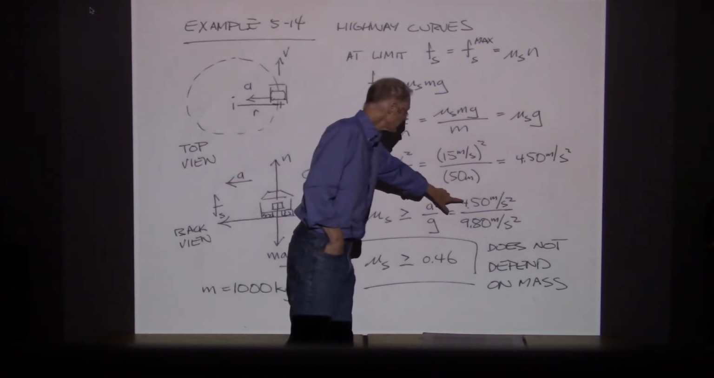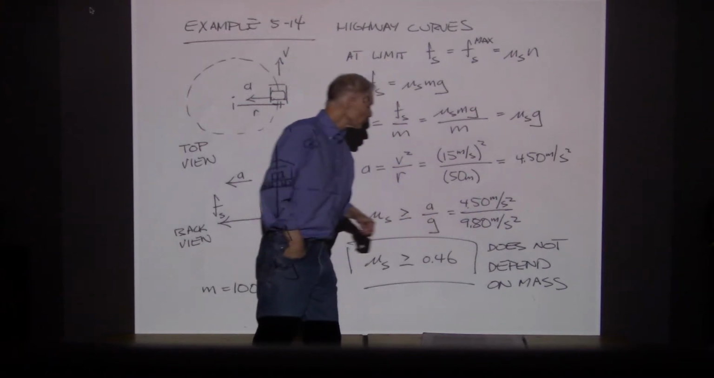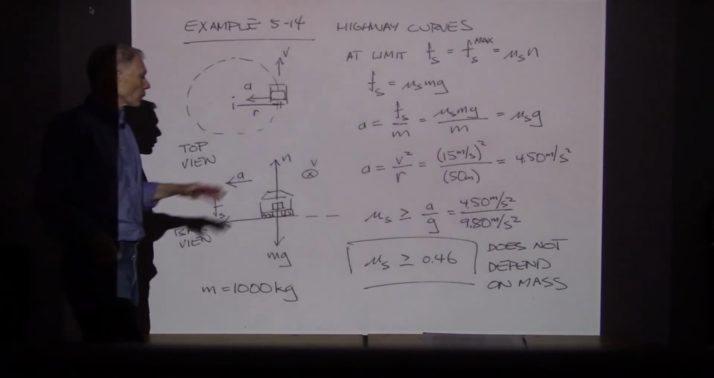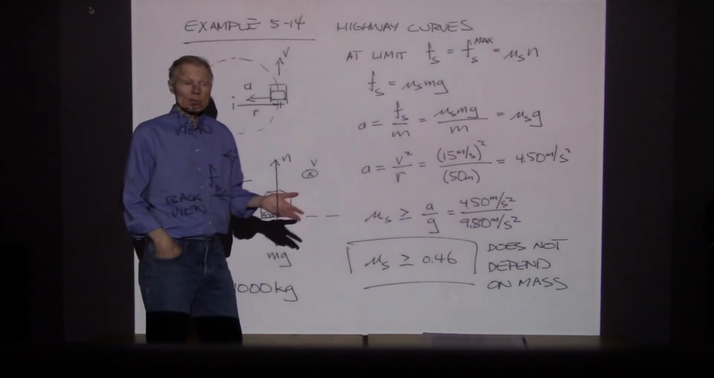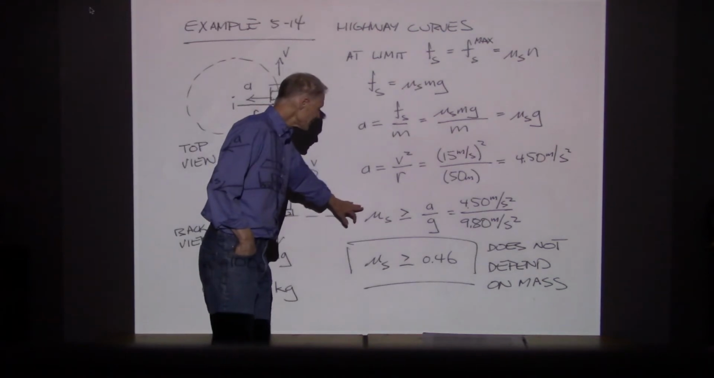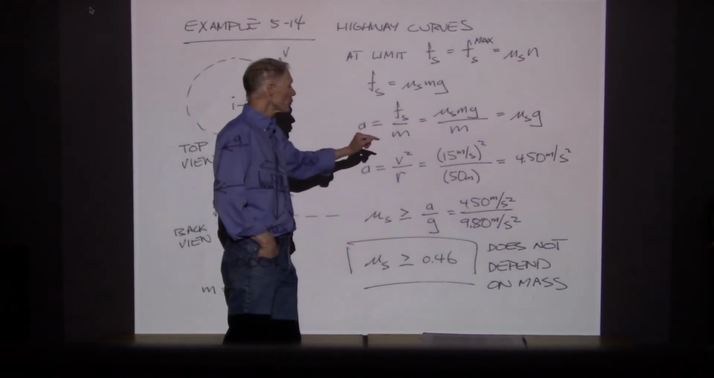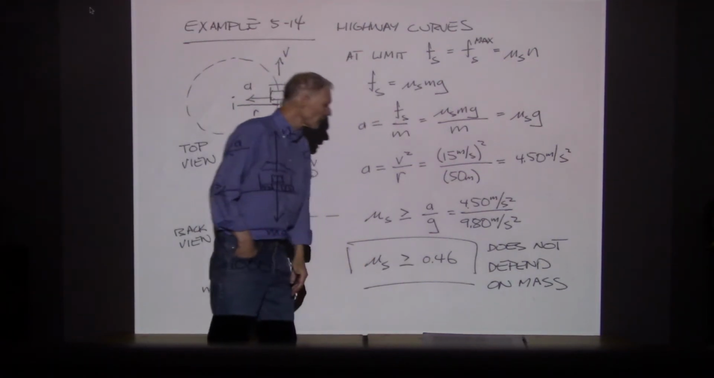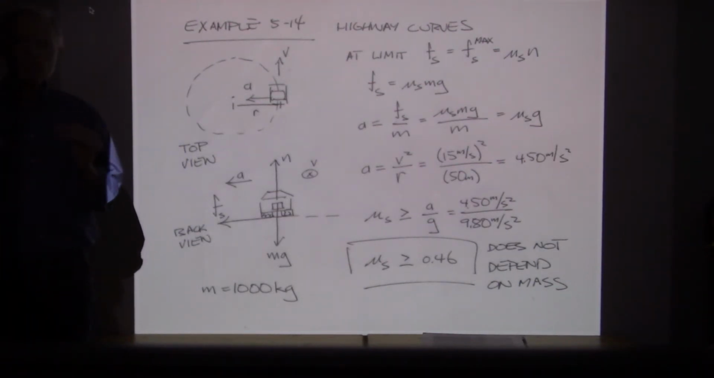Now, the acceleration that I'm undergoing here is 4.50 meters per second squared. The gravitational field is 9.8 meters per second squared. Those cancel out. Remember, the coefficients are unitless. That says that I would need, in order for my car to go around this curve this fast, a static coefficient of at least 0.46. 0.46 is the minimum.